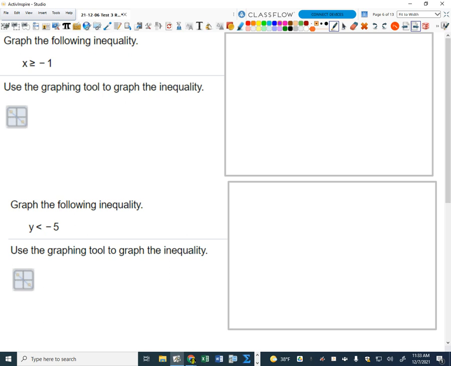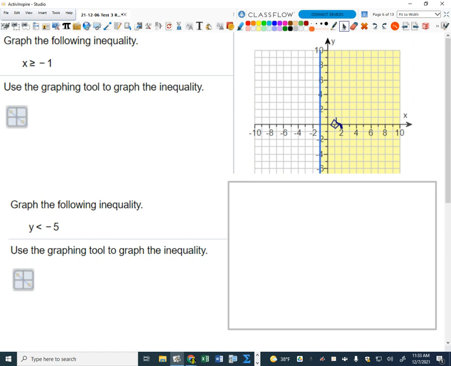So where am I shading, left or right? I want the values of x that are greater than or equal to my boundary line. So I got to go right, don't I? Because the positive, bigger x values are to the right. So this one, that's what we're going to get, right? Okay. How about the bottom one?